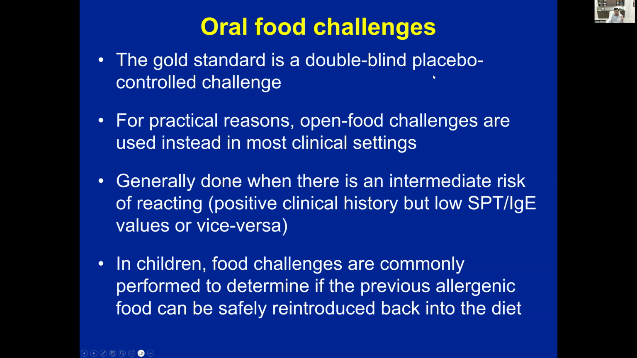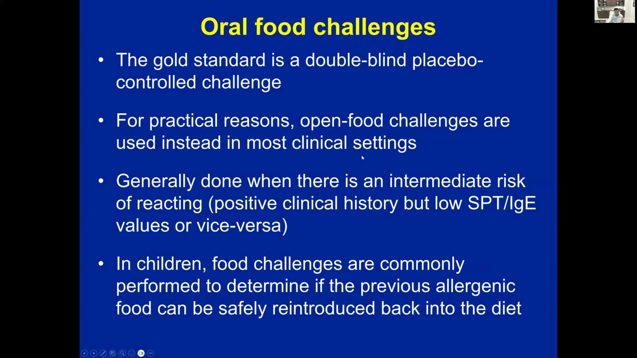You'll be surprised how many times I give placebo, and patients complain. We see this in drug challenges too, because again, psychology is such that if the patient is so convinced that they're allergic to something, they'll have symptoms. And sometimes even the anxiety itself will cause them to have welts. So anyway, for practical reasons, it's almost impossible to do double blind. So most of us do open food challenges, where as a clinician, you know what you're getting and the patient knows what they're getting.